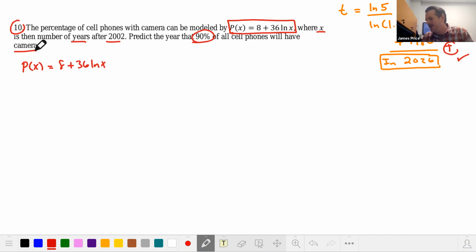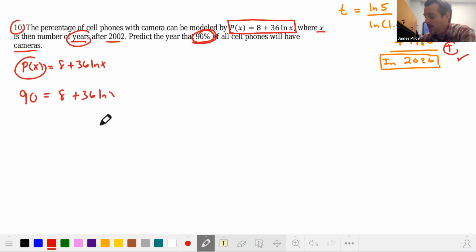All right, but what does 90% mean? Is 90% input or output? You have to ask that question. x is years, and 90% is not years. It must be output. So you plug in here. We type in 90 equal to 8 plus 36 ln of x.